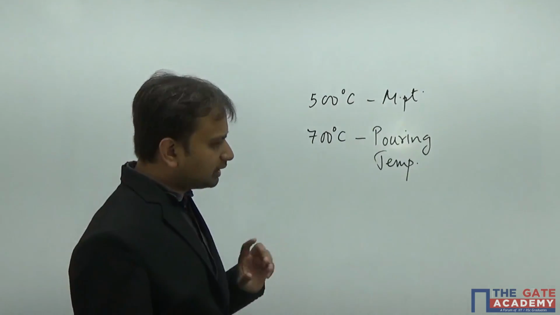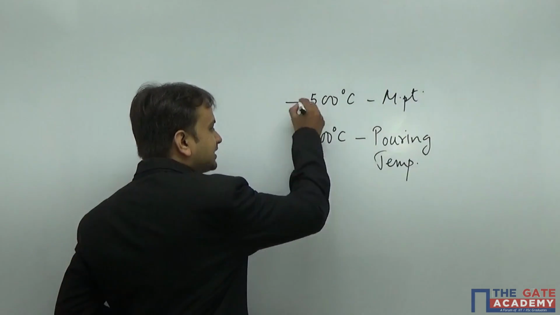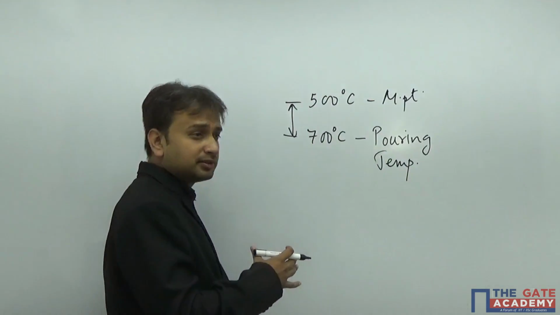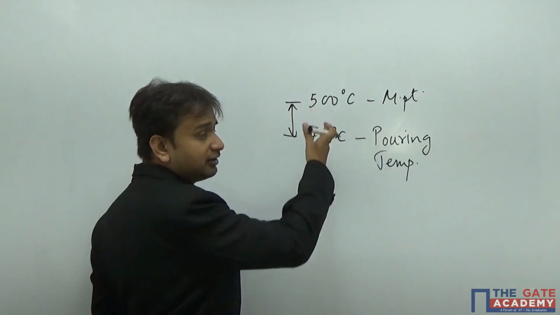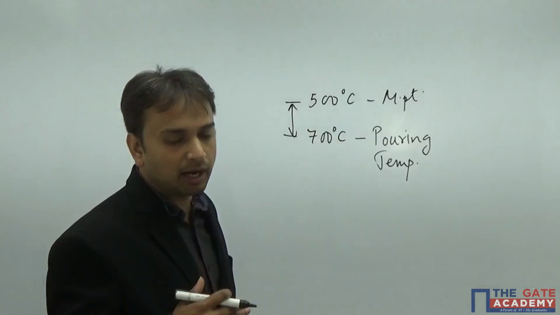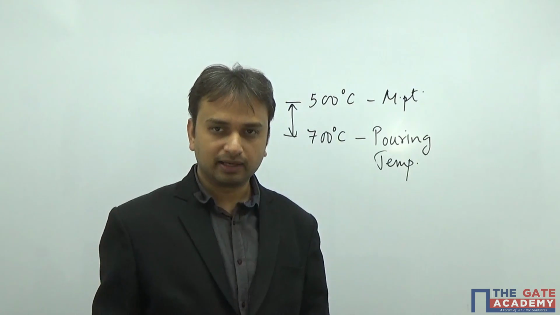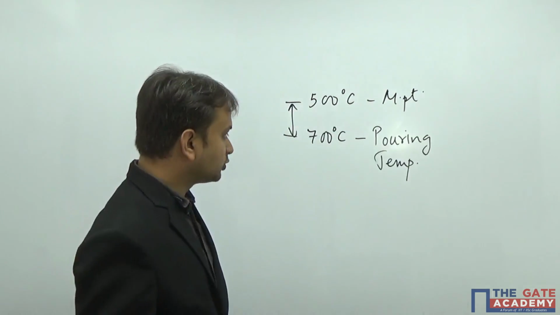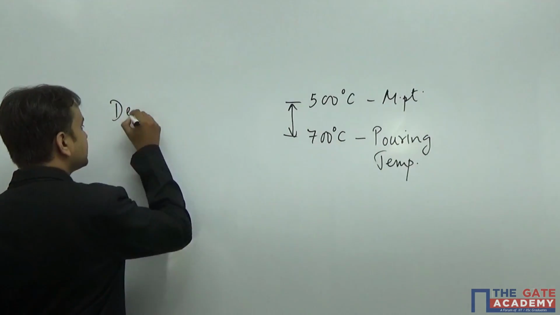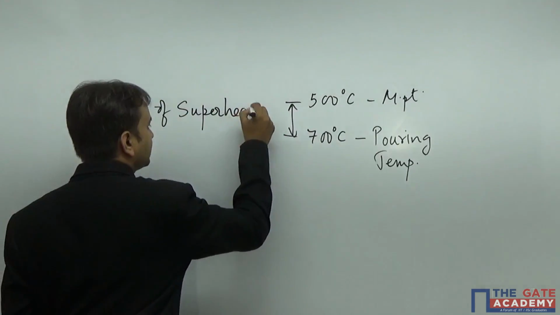Now, one small piece of information since we are discussing this: what is this extra temperature, or the heat that you have imparted, known as? Because you could have poured at 500 degrees also, right? But you have increased the temperature to 700 degrees Celsius. So what is this extra amount of heat that you have imparted to the molten metal known as? It is known as degree of superheat, my friends. Just a small piece of information since we are discussing this.